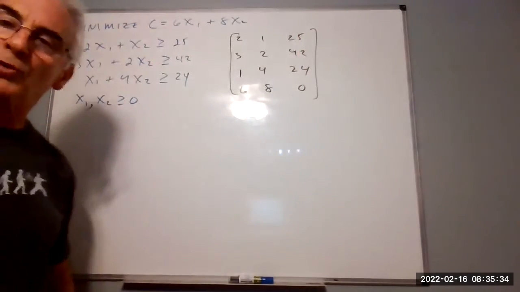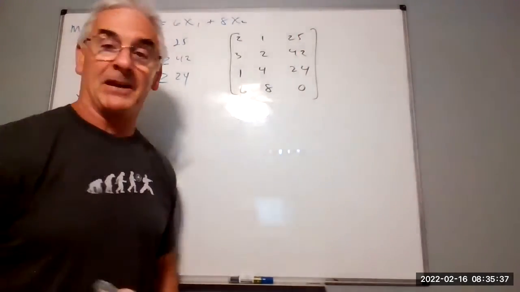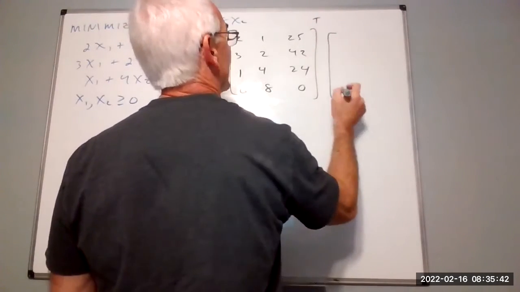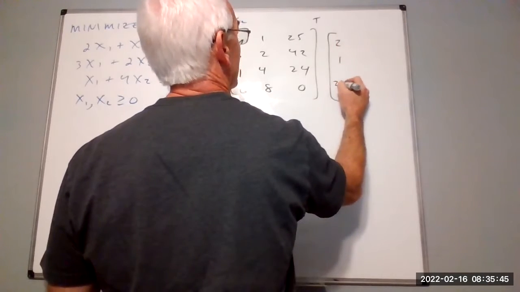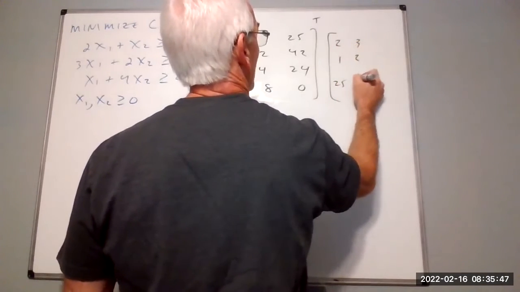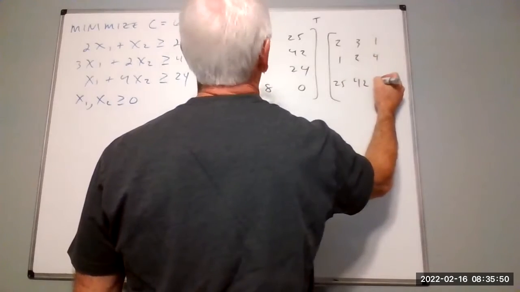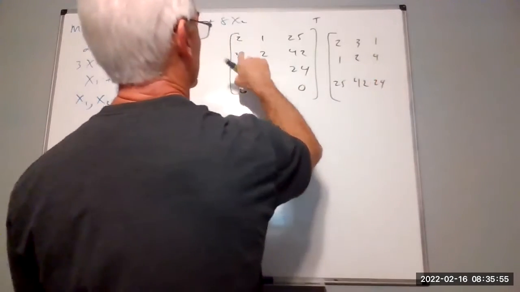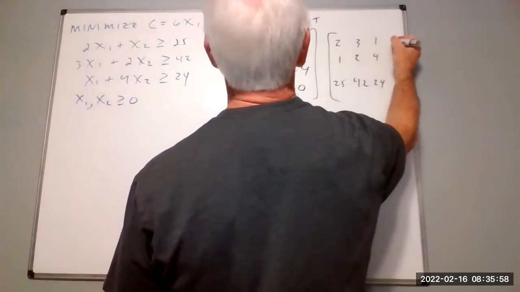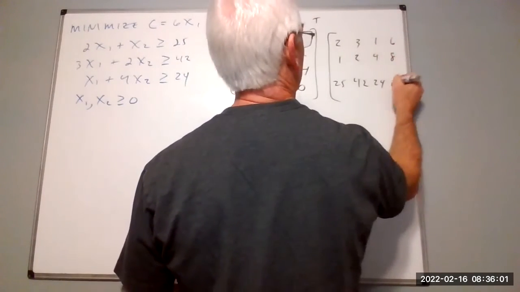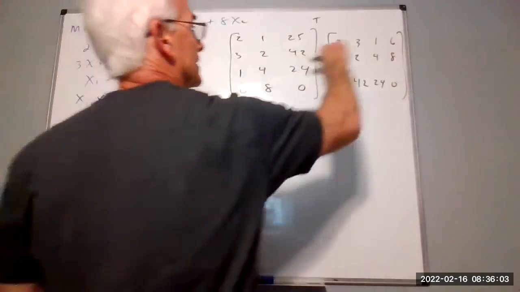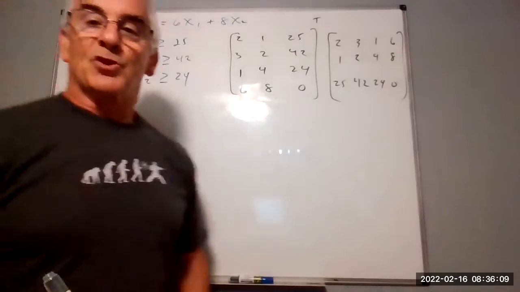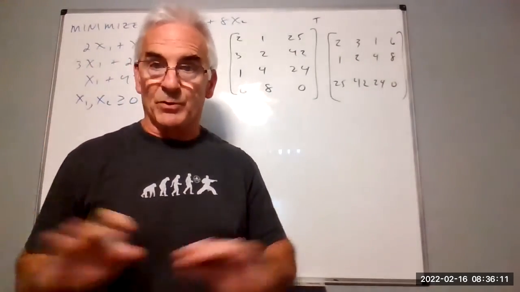I want to take the transpose of this. This is what we're doing today. So when I take the transpose, 2, 1, 25, 3, 2, 42, 1, 4, 24, making sure I did it right. And then the last one would be 6, 8, 0. Real quick check, so 2, 3, 1, 6, 1, 2, 4, 8, 25, 42. What we're going to do is create a new system of inequalities with new variables.